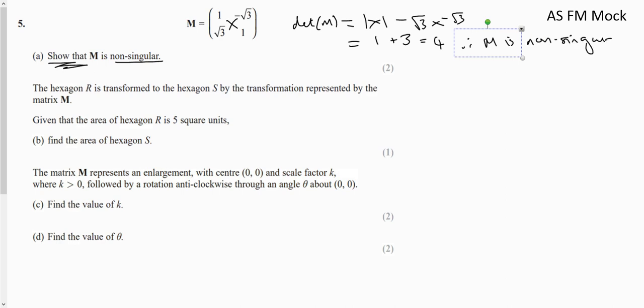non-singular, and you need to learn that when you do show these, you have to say because the determinant of M is not equal to 0. So you've got to state the obvious here. That 4 is not equal to 0. Okay. Even better, so this is an even better way to write this, you'd say equals 4, not equal to 0.